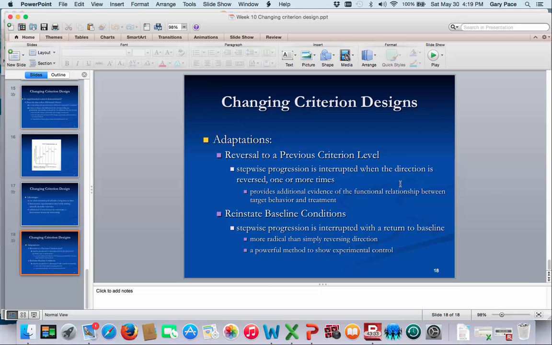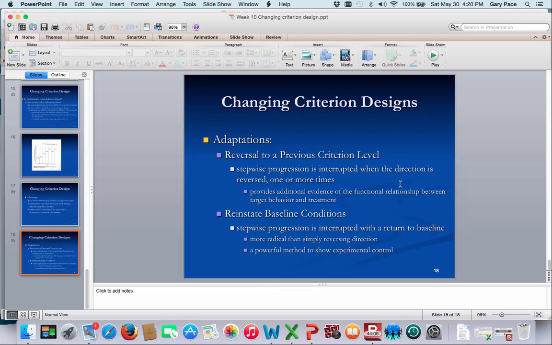So that's it for changing criterion design and alternating treatment. So for this week, read, or hopefully you've already read, chapters 7 and 11 in Richards. After reading them and hearing this, if you've got some questions, either put them in the discussion forum, or we will get together next week, face-to-face class, and we can talk about those.